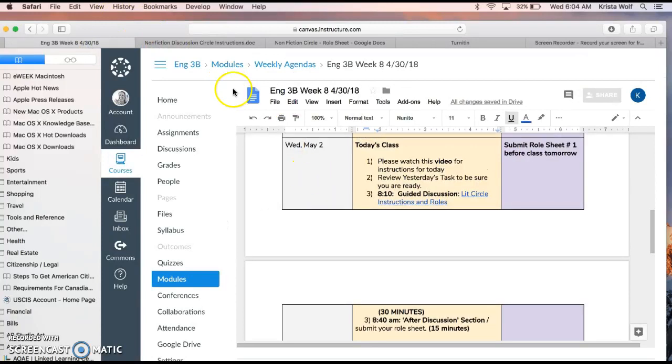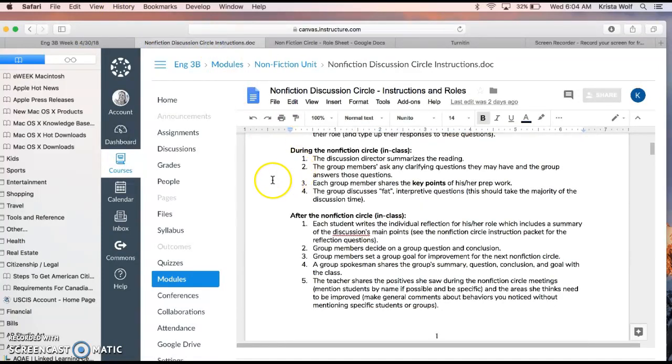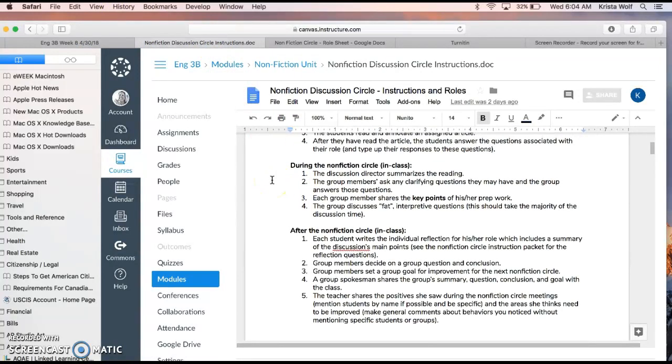So let's go over to the discussion circle instructions. This is how it's set up. Usually in the group there is a discussion director. Now it's okay to me if nobody chose that as their role, but really the first step is just to summarize the reading. And you guys could do that together if you didn't choose somebody to be the discussion director.